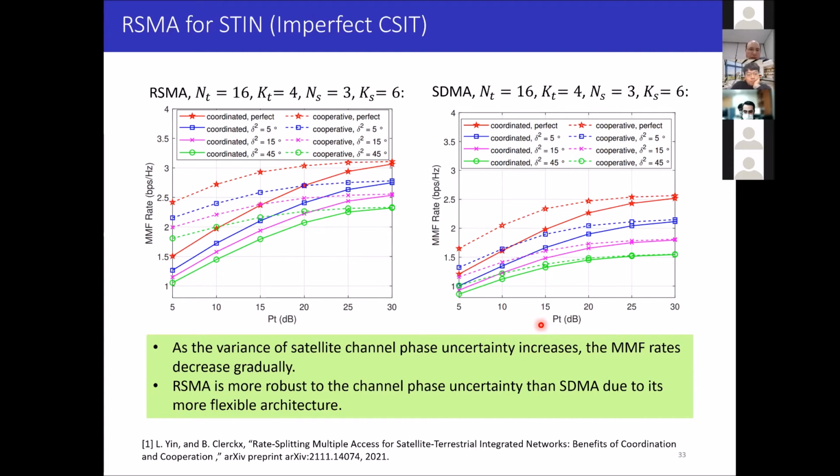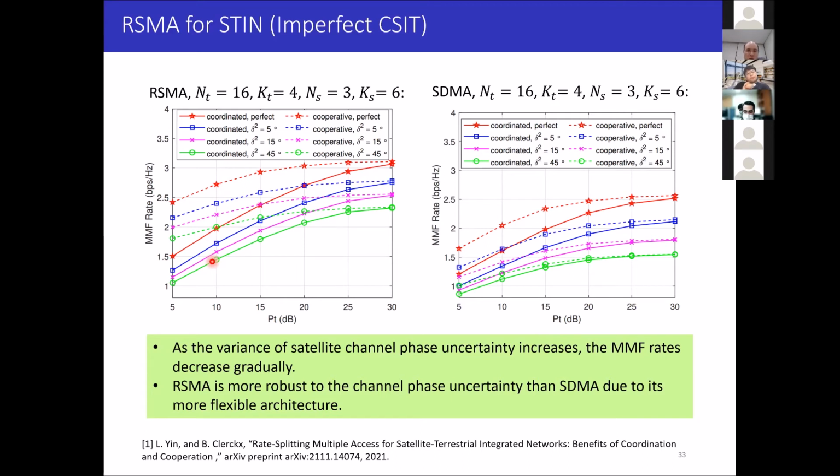And the imperfect CSIT here is modeled using a phase. So you have a certain imperfection on the phase of your channel state information from the satellite link. And what you see here is that as your CSIT quality degrades, you go down here. So you go from red to green, your CSIT quality degrades. This is for the cooperation schemes, and this is for the coordinated schemes. You see that in both cases you have a drop in the performance.